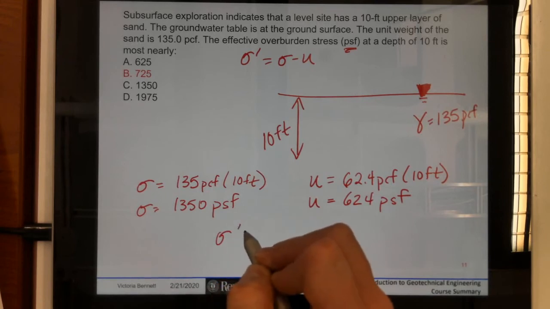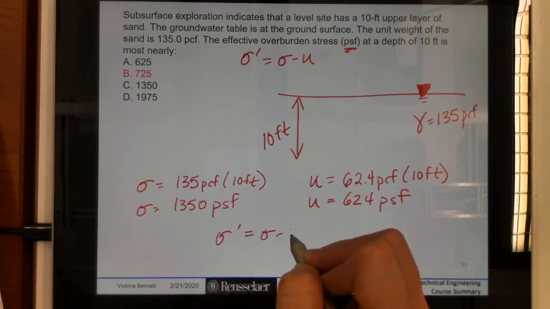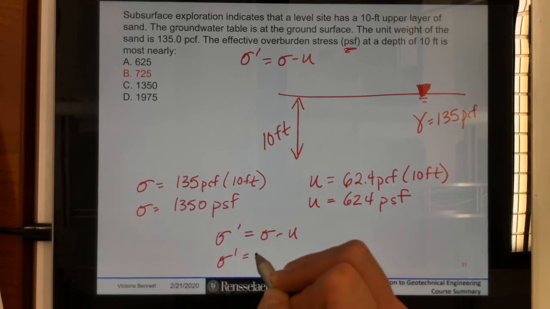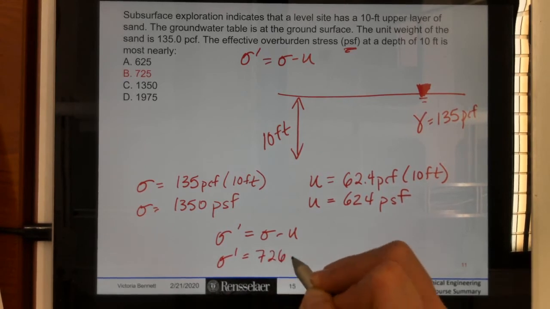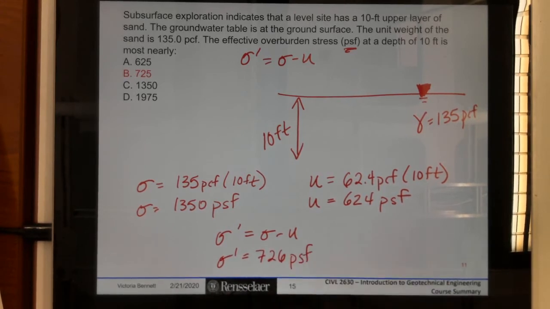So effective is total minus pore pressure. Our effective is 726.